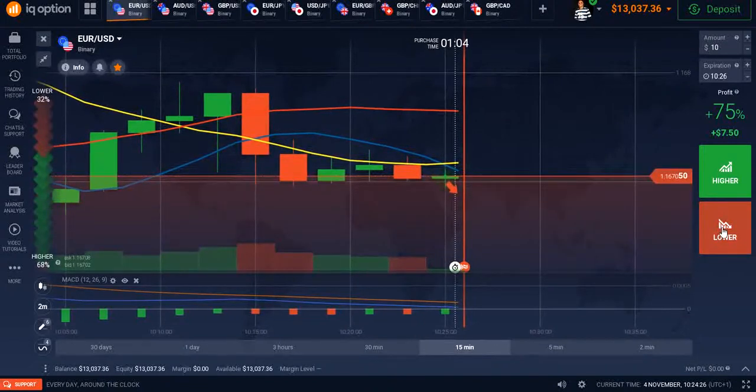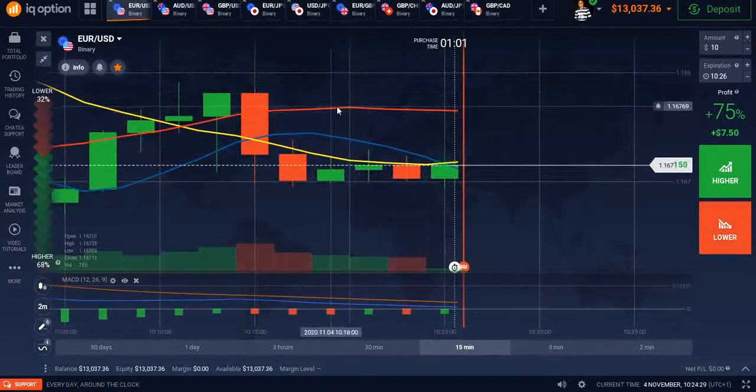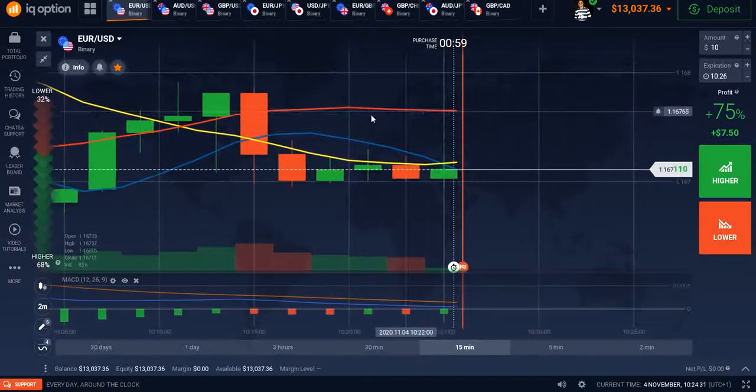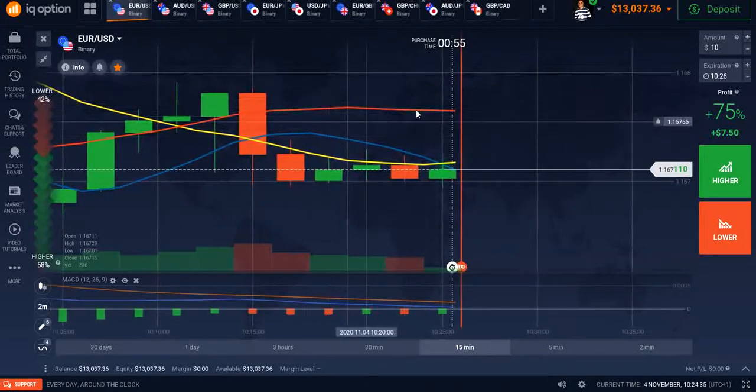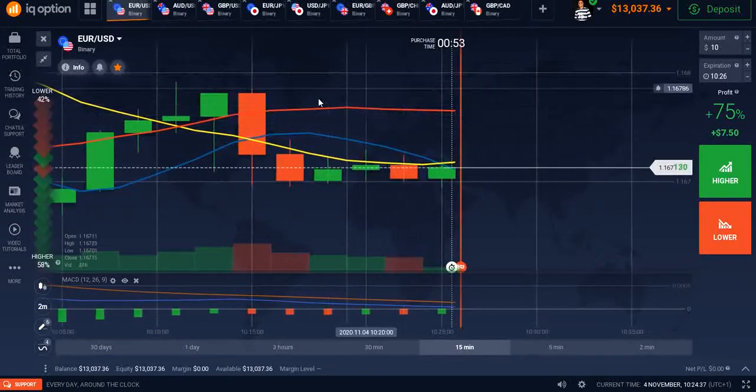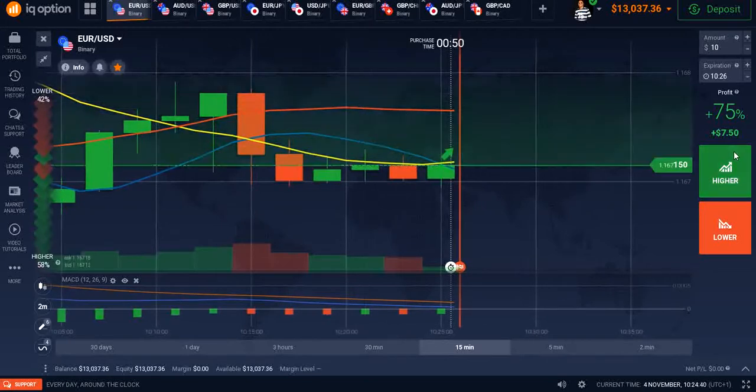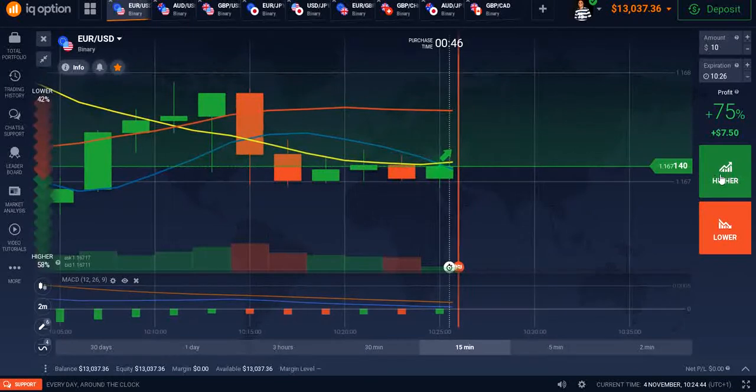Why didn't I place any trade? Because this one is telling me that it's going up. This red moving average is telling me that anytime you see this moving average up, you have to be buying, you have to stake for call.